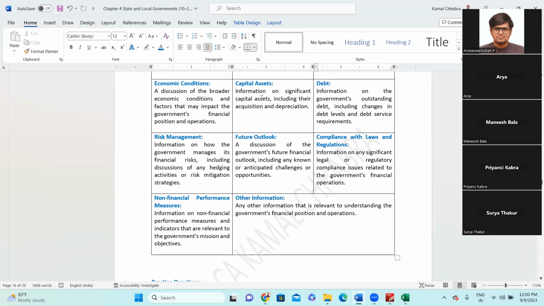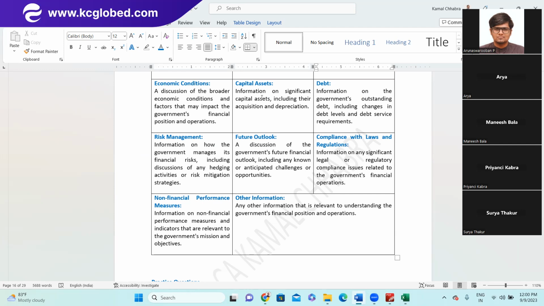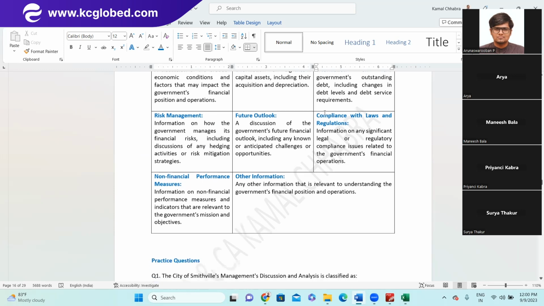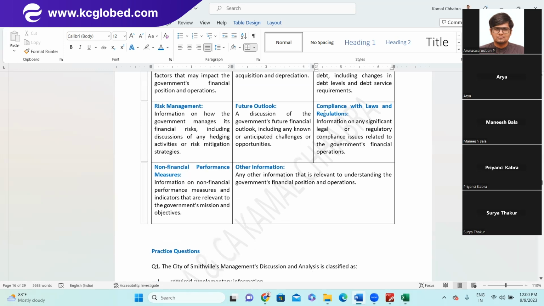Then after is the capital assets. If you have built any significant capital assets, that also you need to disclose separately, how much is the acquisition and how much is the depreciation on that. Right? If you have taken any significant debt or issued bonds, which we were discussing earlier, that information you also need to disclose separately. On top of it, the risk management.